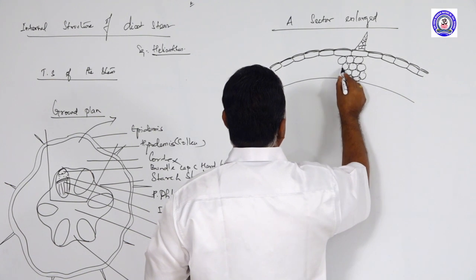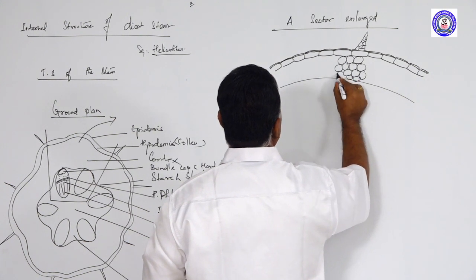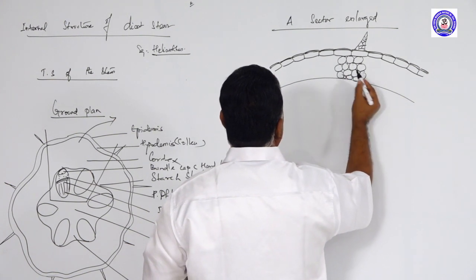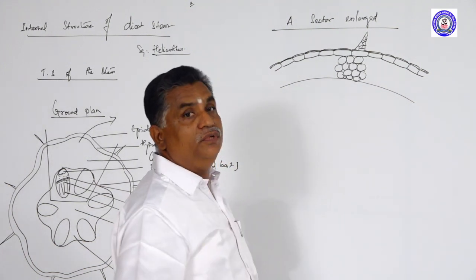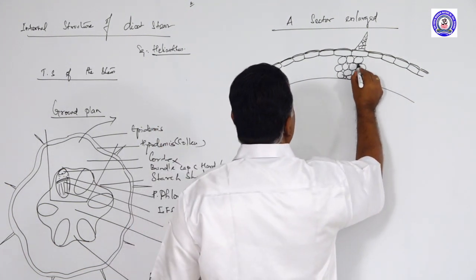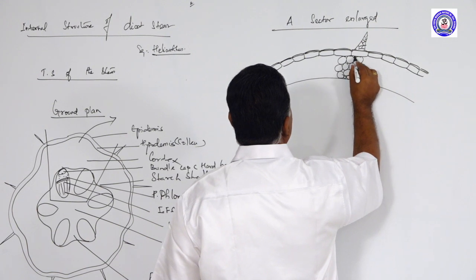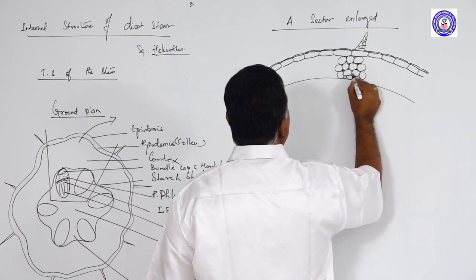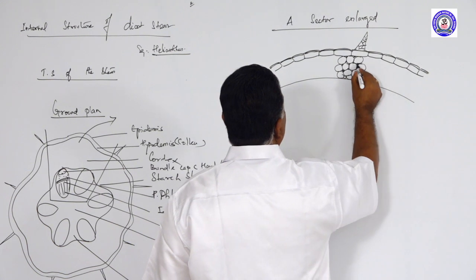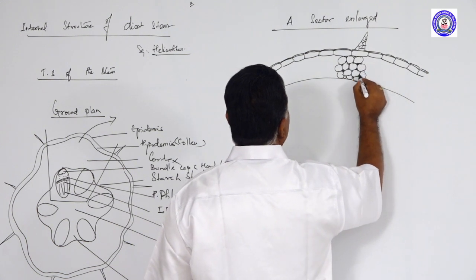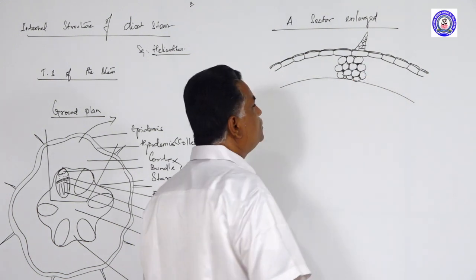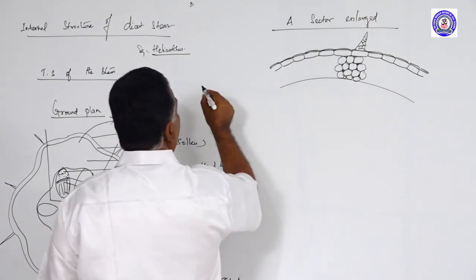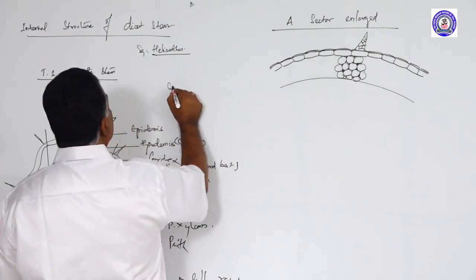Collenchyma cells. These collenchyma cells constitute the hypodermis, and this region is called hypodermis. You see, these intercellular spaces are filled with cellular substances, cell wall materials, and you know that in collenchyma there are three types.